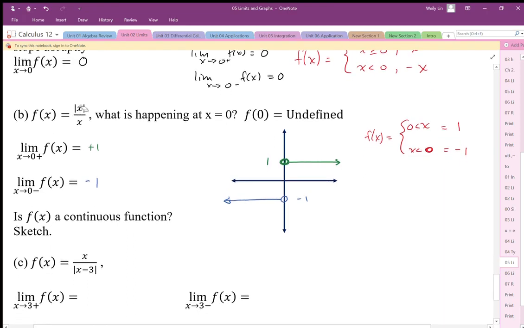So when we have this, we have to consider the piecewise function. We also have to consider dividing by 0. So again, the mistake I made at the beginning here is that I had it equal to 0, but it cannot be equal to 0 on that part. So is f of x a continuous function? No, it's not a continuous function, because it is discontinuous at 0.